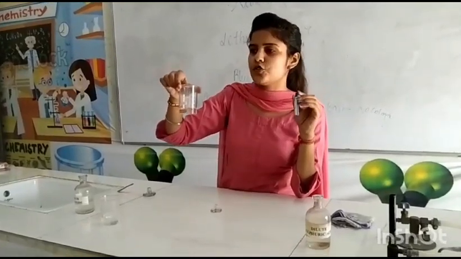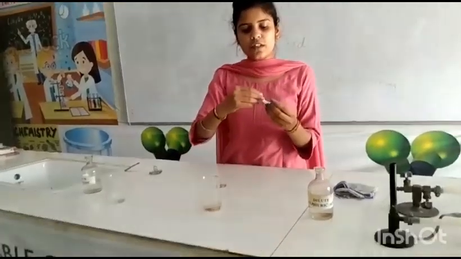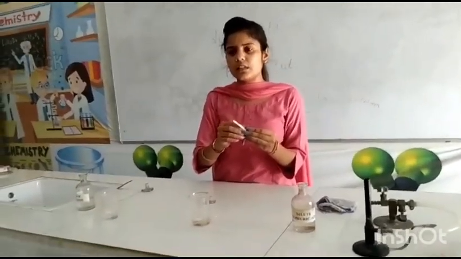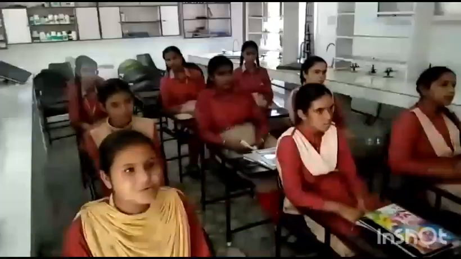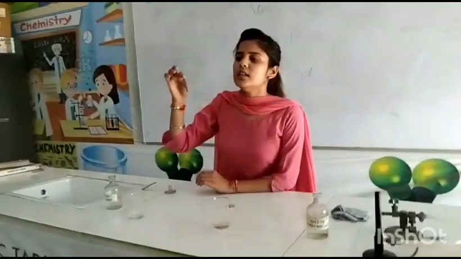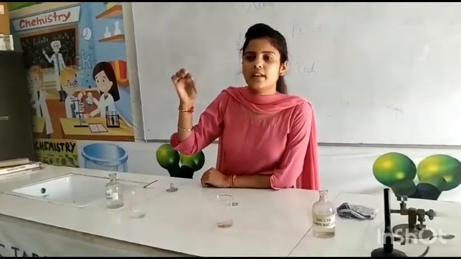Now firstly, I am taking the blue litmus paper and we will dip this litmus paper in the acidic solution. So now we will see. Can you tell me what color conversion will be there in this litmus paper? Acid turns blue to red and base turns red to blue. Yes. Acid will turn this blue litmus paper into red.